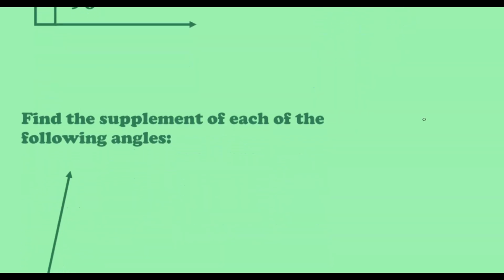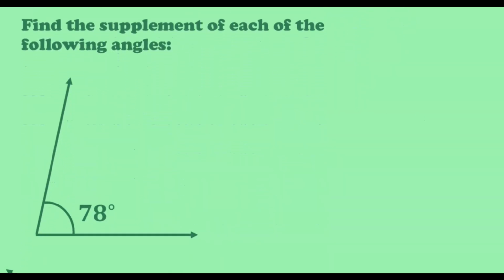Next, let us find the supplement of each of the given angles. Now the first angle is a 78-degree angle, and we need to find its supplement. So 78 degrees and what angle are supplementary angles? If we add those two, we should get 180 degrees. So if we subtract 78 degrees from 180 degrees, we should get the supplement. And this is equal to 102 degrees.